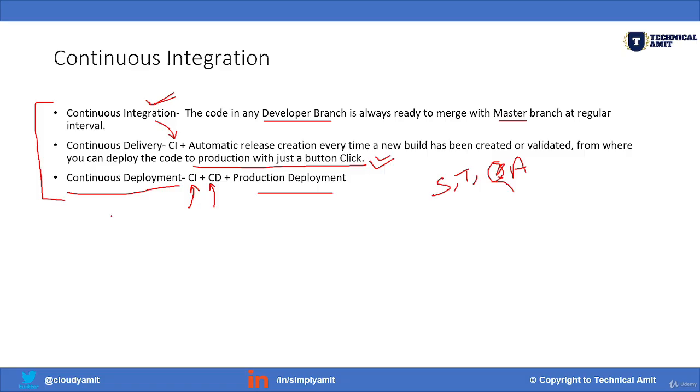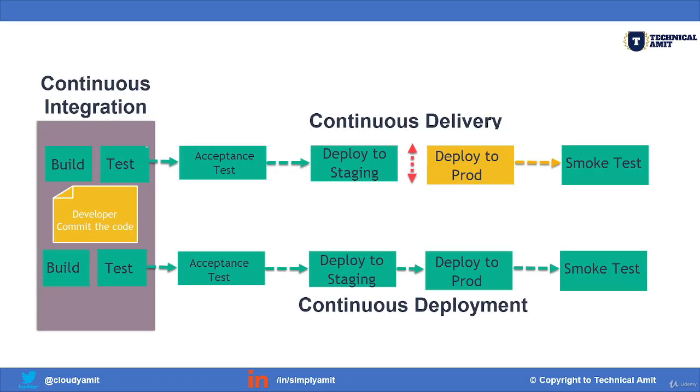Now this is a pictorial representation which is saying continuous integration is going to build and test for both the cases. Acceptance test, we have deploying to staging, deploy to developer, testing, integration org. Then this is where continuous delivery is breaking. You have to click on manual deployment. You have to click on a button to deploy to production and then perform the smoke test. Smoke test is something which you are performing once you have deployed all your changes to the production environment.